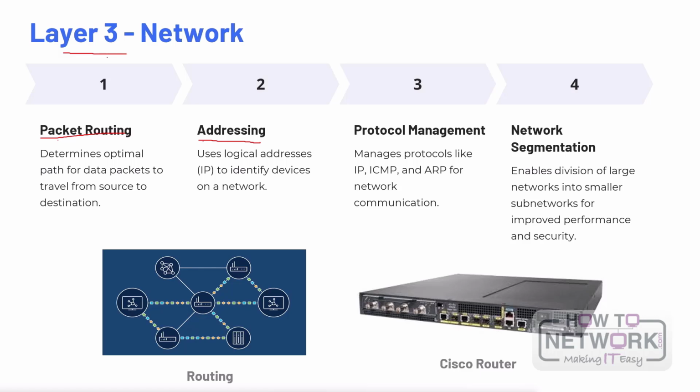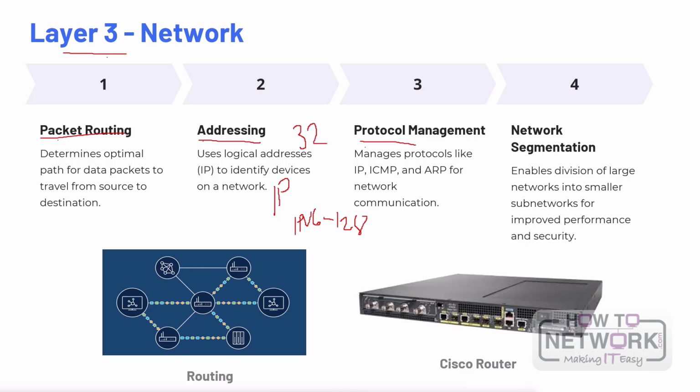Now, the network layer uses logical addresses to identify devices on the network. The most widely used addressing scheme is Internet Protocol, or IP, which assigns unique IP addresses to devices, enabling them to communicate with each other. IPv4, which is the older version, uses 32-bit addresses, while IPv6 uses 128-bit addresses, providing a much larger address space to accommodate the ever-growing internet.